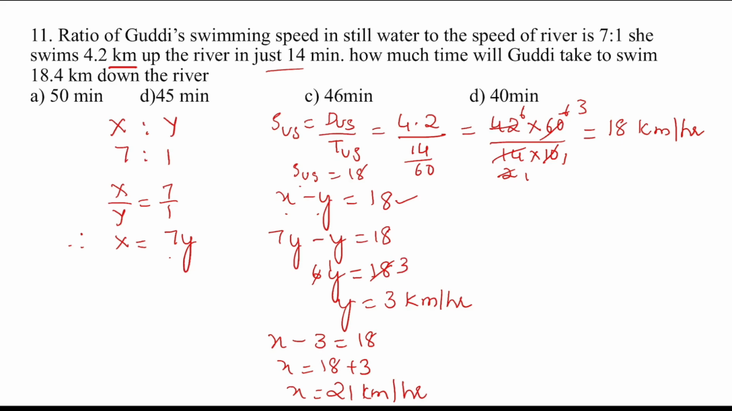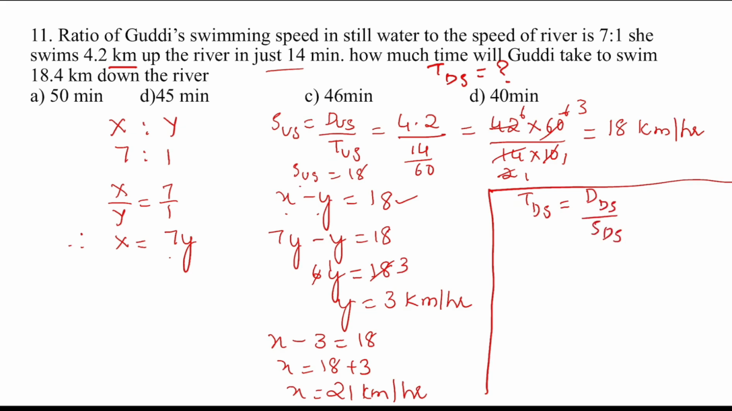Now how much time will Goody take to swim 18.4 kilometers down the river, they are asking. So time downstream is asked. Time downstream is given by distance downstream divided by speed downstream. Distance downstream is given as 18.4 kilometers. Speed downstream we don't know. Speed downstream is given by x plus y. So it is 18.4 divided by 3 plus 21, so it is 18.4 divided by 24.